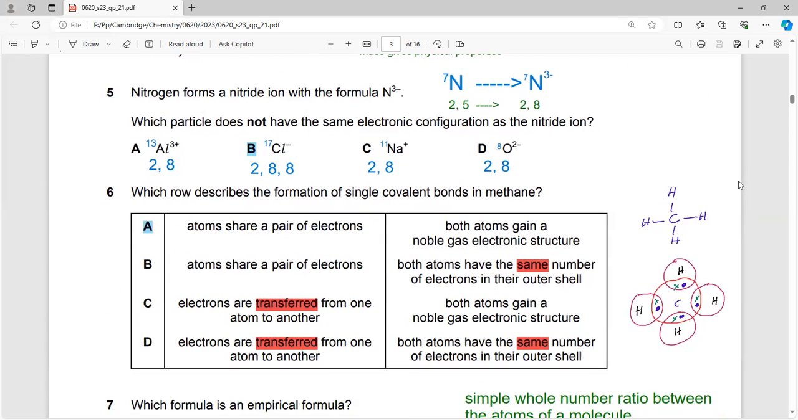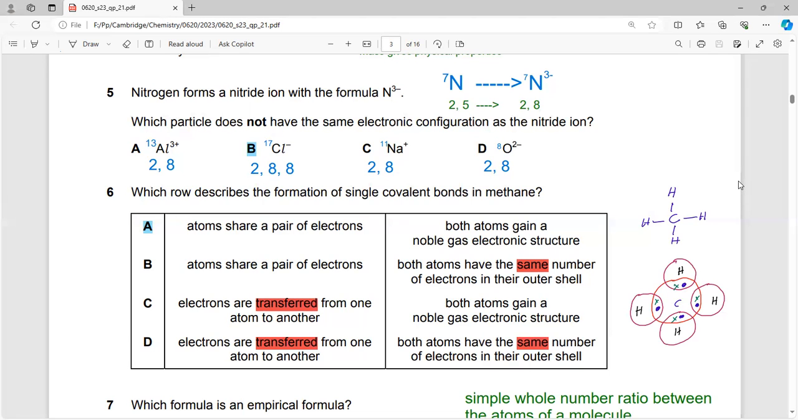Question number 5. The nitrogen forms a nitride ion with the formula N-3. Nitrogen is present in the 5th group in the periodic table, and its proton number is 7, so the total number of electrons is 7. Its electronic configuration will be 2 and 5. And what about this nitride ion? It will take 3 electrons, and in this way the total electrons will become 7 plus 3, 10.